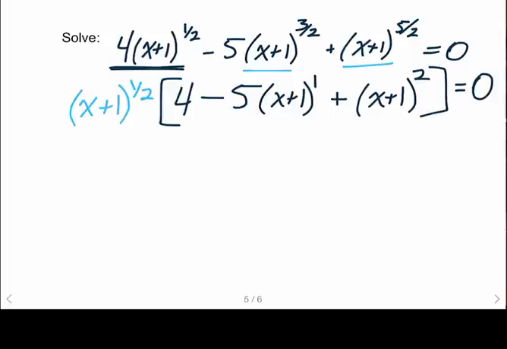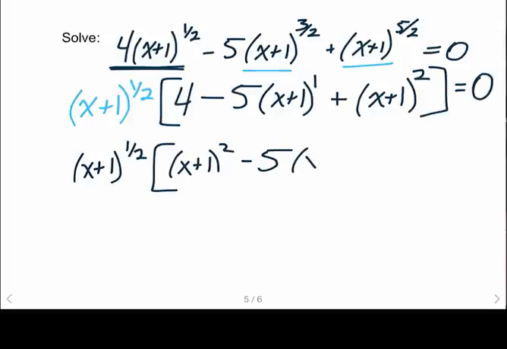Now I'm going to rearrange this. We have the x plus 1 to the 1/2, and rearranging gives me times the quantity of x plus 1 squared minus 5 times the quantity of x plus 1 plus 4 is equal to 0.